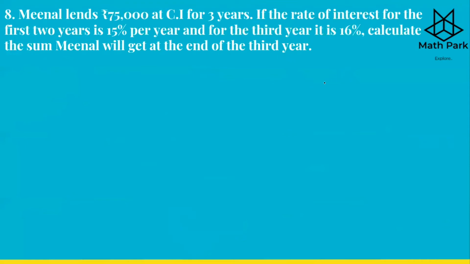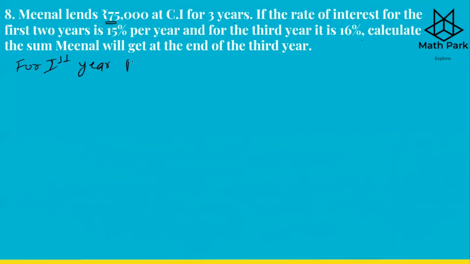Question number 8, Meenal lends rupees 75,000 at compound interest for 3 years. If the rate of interest for first 2 years is 15% per year and for the third year it is 16%, calculate the sum Meenal will get at the end of the third year. So she lends, okay, she has given the money on interest to someone to use. So let us calculate for first year again. So same formula, this exercise is easy.